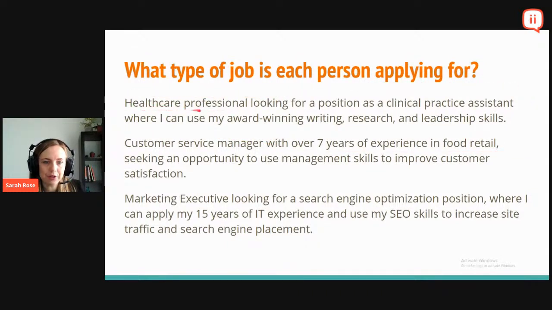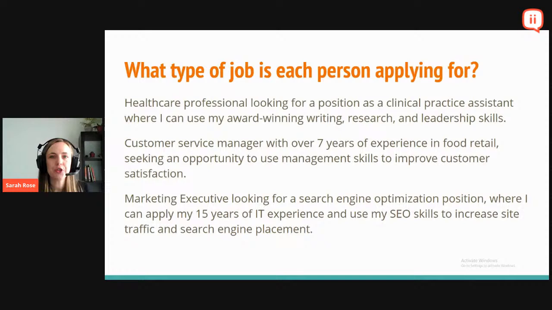It's not healthcare professional. That is a summary of their career. It's a general term for their profession. They are a healthcare professional. The job they are looking for is a clinical practice assistant. And that is probably the same job as the job title that they are applying to. So it's very nice to include the job title from the job advert in your professional profile. It looks very specific to that job. Javier says, as a clinical practice assistant. Brilliant, well done. Exactly, it's as a clinical practice assistant.